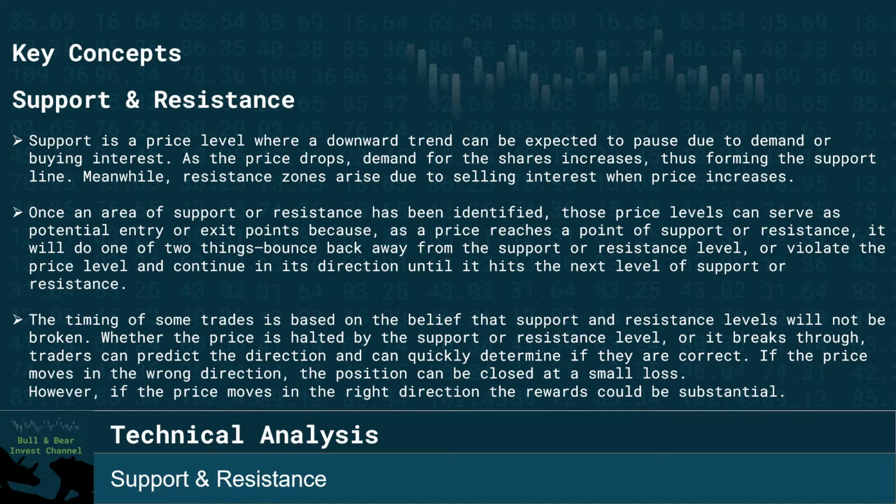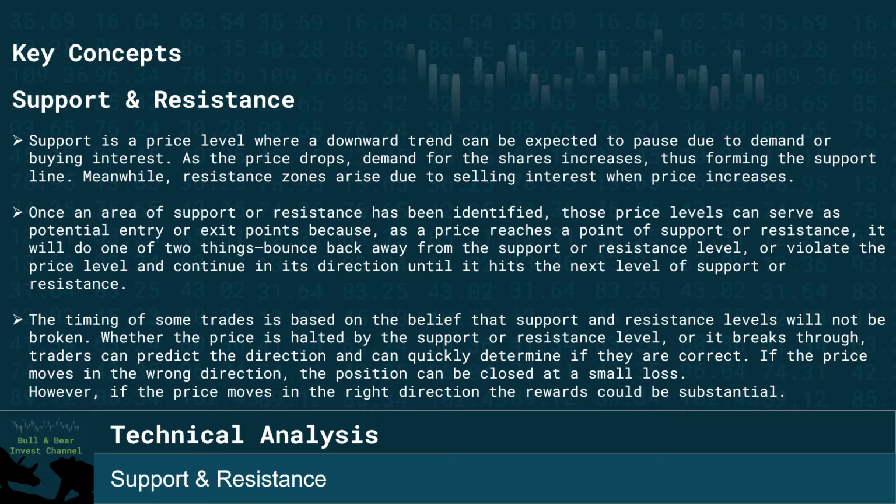Once an area of support or resistance has been identified, those price levels can serve as a potential entry or exit point because as a price reaches a point of support or resistance, it will do one of two things: bounce back away from the support or resistance level, or violate the price level and continue its direction until it has hit the next level of support or resistance.